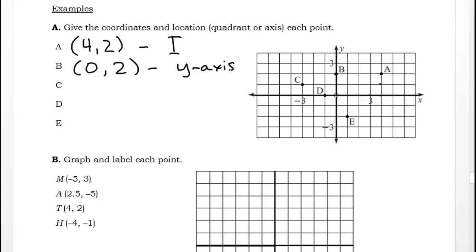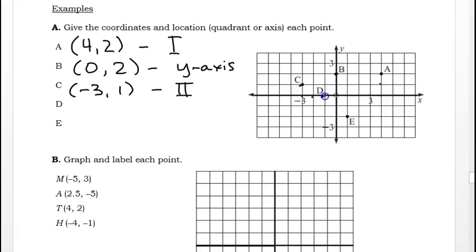Letter C is right here. He is 1, 2, 3 points to the left and 1 point up. 3 left would be negative 3, 1 up would be positive 1, and he is located in quadrant 2.